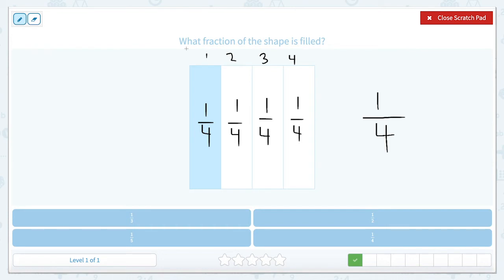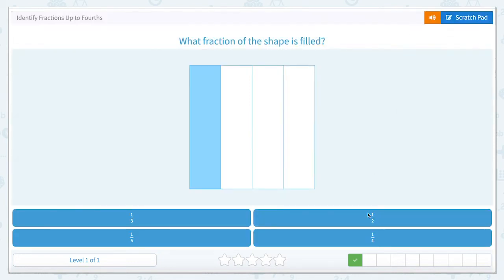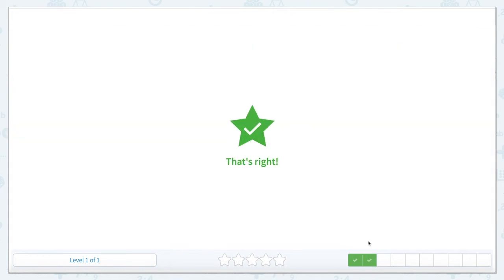The question is asking what fraction of this shape is filled. So if we look at which piece is filled, it would be this piece right here. So what fraction does that represent? Well, it represents one fourth, or one out of the four pieces. So let's close our scratch pad, find one fourth, and that's right.